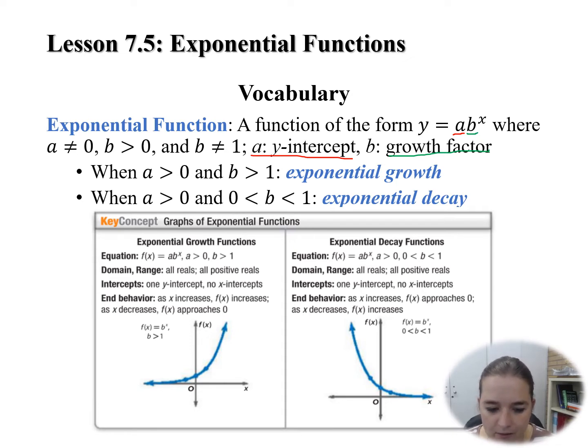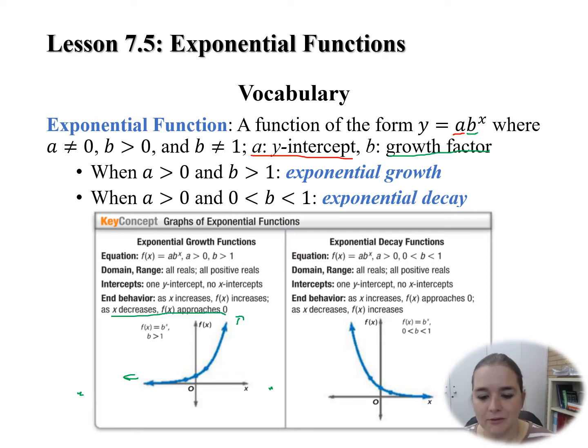And if I notice on both of these, my x can be any real number. I can go from negative infinity for x all the way to positive infinity for x. But my y values have a limit. As x goes to positive infinity, y also goes to positive infinity. But as x goes to negative infinity, my y values get smaller and smaller and smaller, but they never reach 0. So as x decreases, f of x approaches 0.